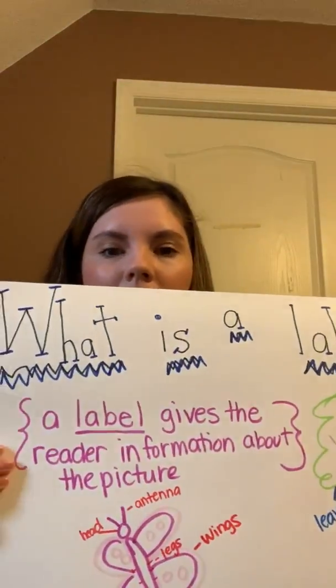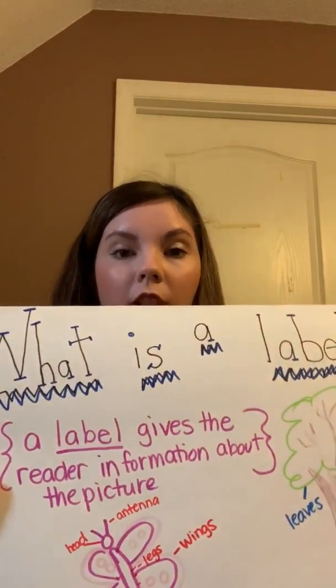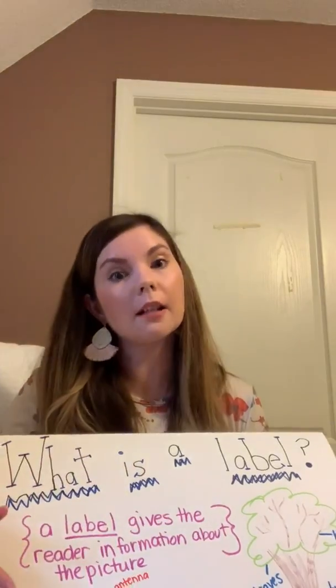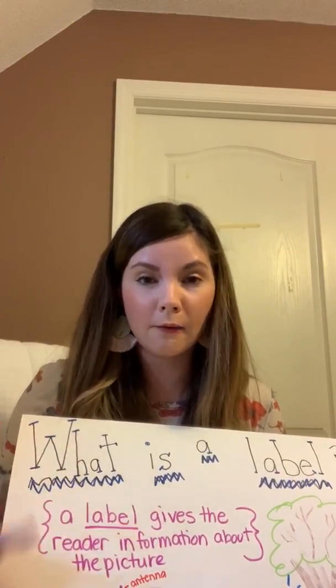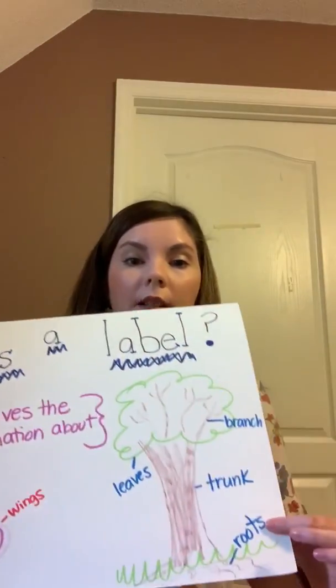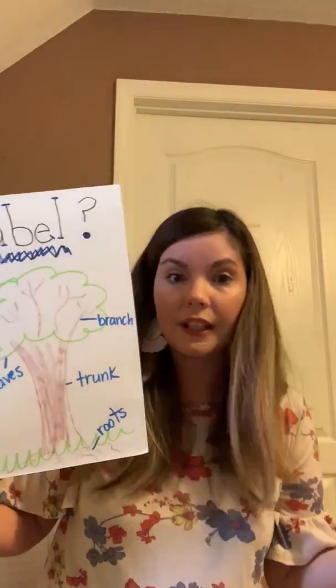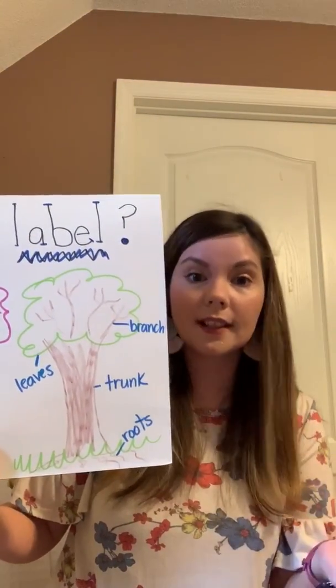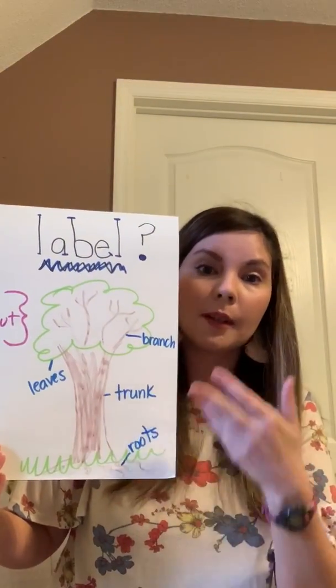So, what is a label? A label gives the reader information about the picture. Anytime you're reading a book or looking at a map, and there's something the reader thinks you may not know everything about, they will label the picture. For instance, when we learned about trees at the beginning of the year, we didn't know all the parts of a tree. So the books that we read always had the tree with the parts labeled.